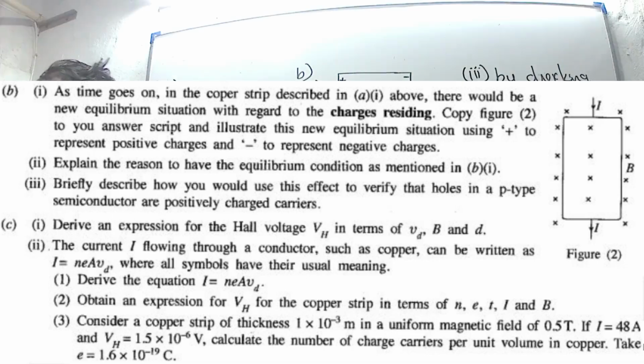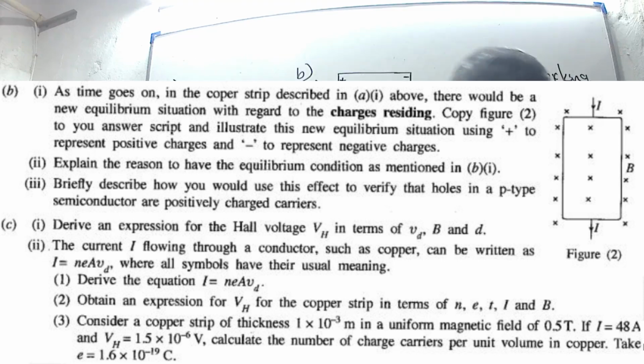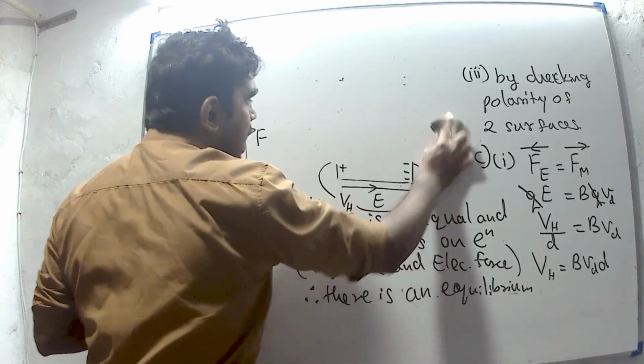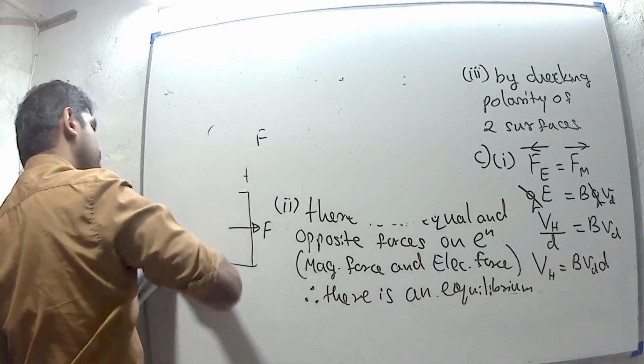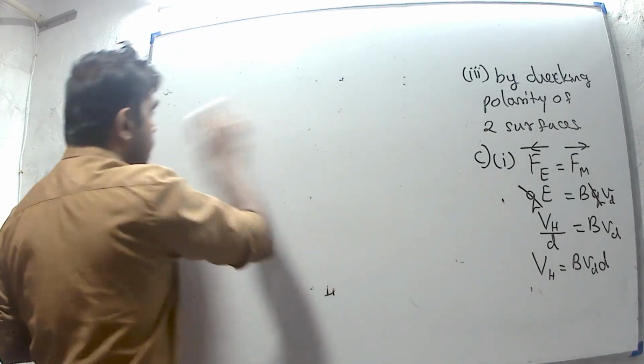In part 2, the current I flowing through a conductor such as copper can be written as I equals nEAVd, where all symbols have their usual meanings. Derive the equation I equals nEAVd. We can consider the conductor.